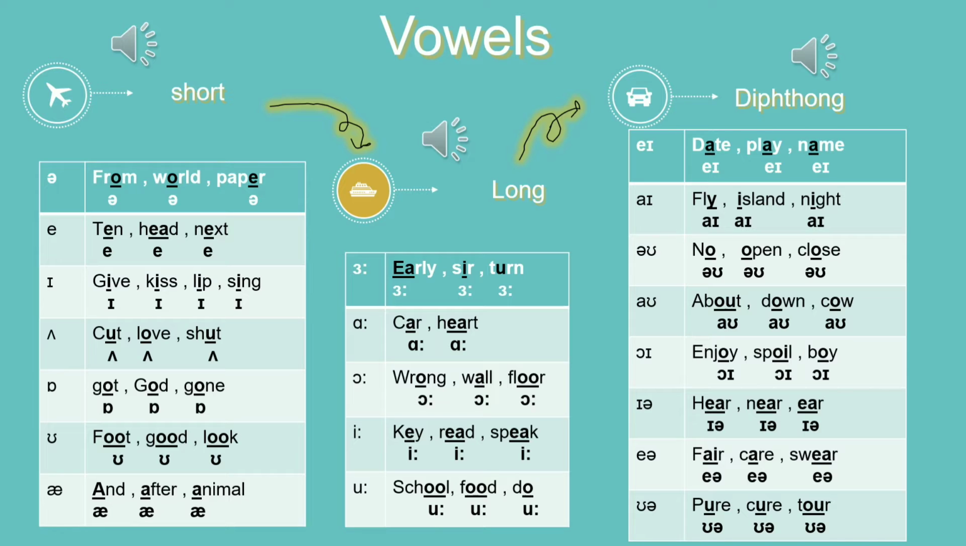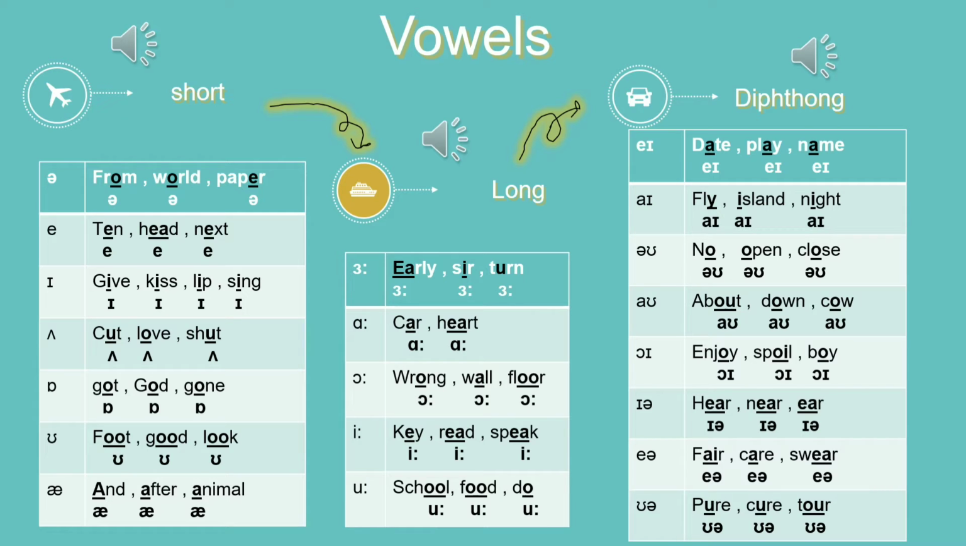Number 2, the symbol e. Example: ten, head, next. Number 3, the symbol ɪ. Example: give, kiss, lip, sing. Number 4, the symbol ʌ. Example: cut, love, shut.